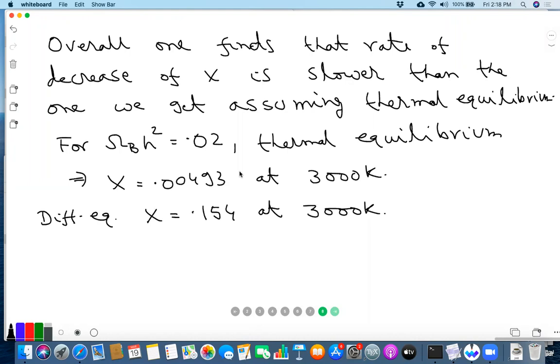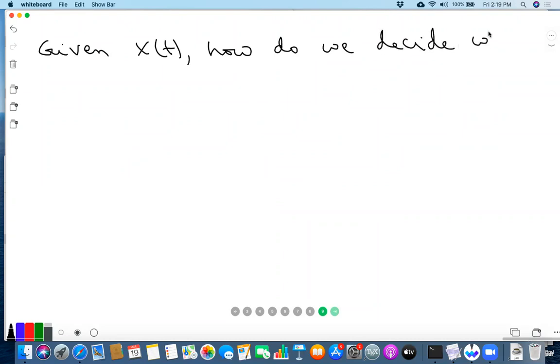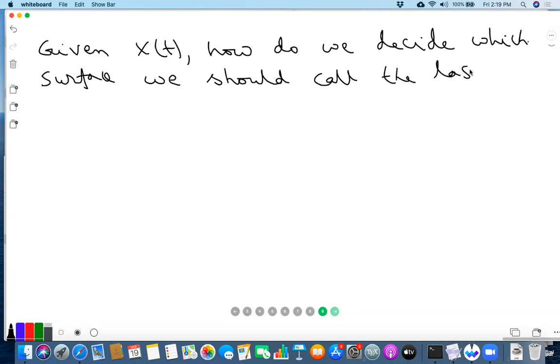Okay, so now let me proceed. So now we ask the following question. Given this data, given x of t, how do we decide which surface we should call the last scattering surface?